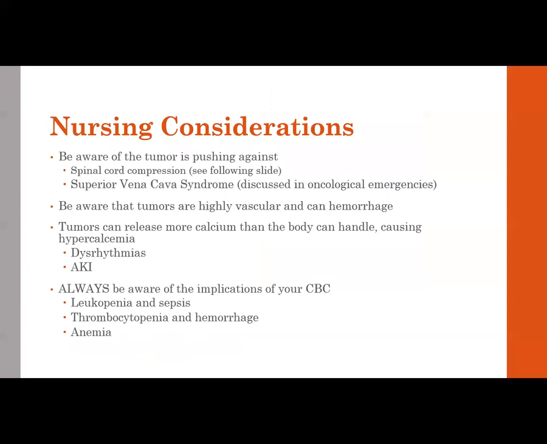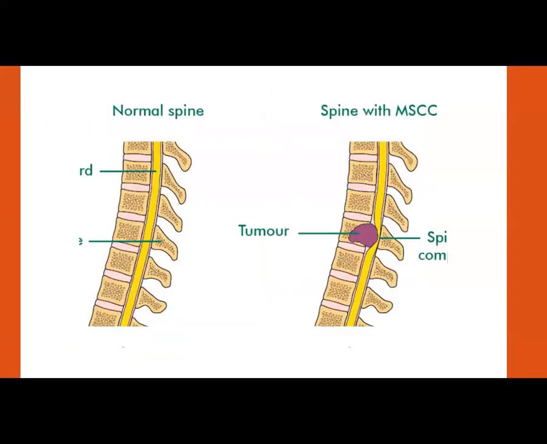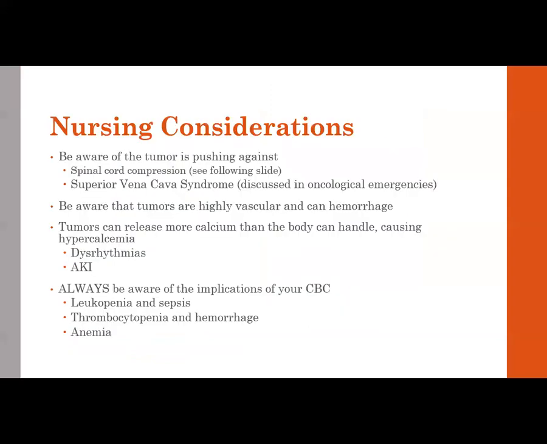So these are some of our general nursing considerations. You want to be aware of where the tumor is pushing against. So things like our spinal cord compression. I've got that picture here with the spinal cord compression. Spinal cord compression can be a complication of cancer. A tumor basically presses against the spinal cord, and depending on where the tumor is pressing, the patient may have various manifestations related to the location.